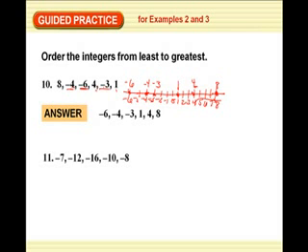So let's do this without a number line. The bigger the negative, the less it is. So they're all negative. So -16 would go first, then -12, then -10, -8, -7.